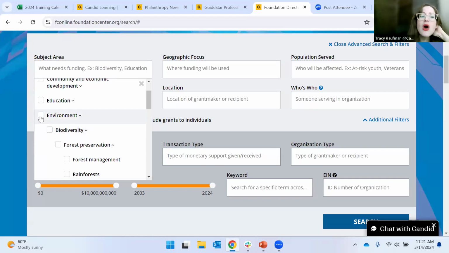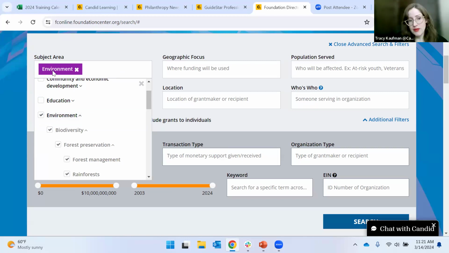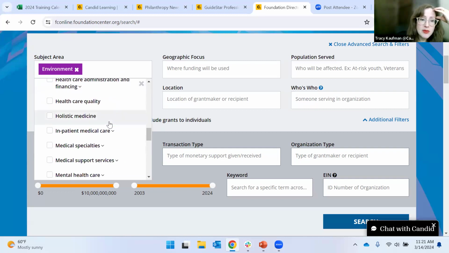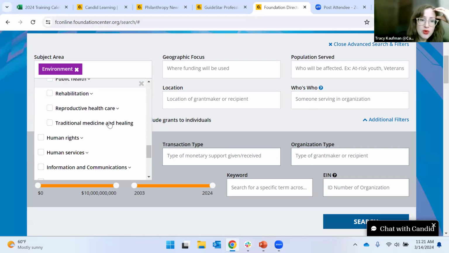We just want to see, okay, who does environmental funding? And if we wanted, we could just leave it here. But also, if we wanted, we could explore and play around with some other terms here. Maybe the work we do intersects between the environment and health. Again, lots of subcategories that you can look through here.